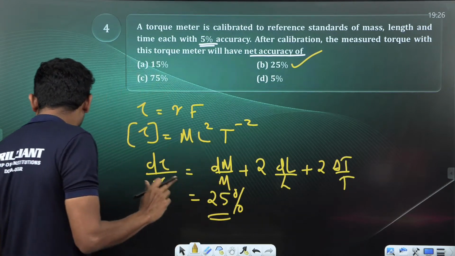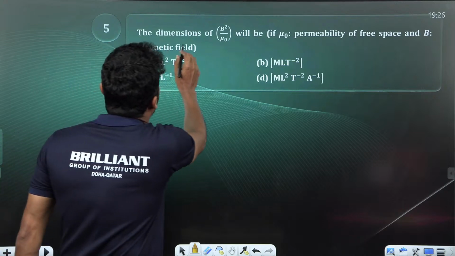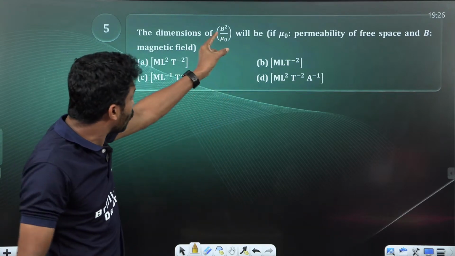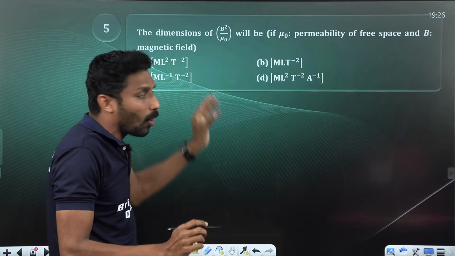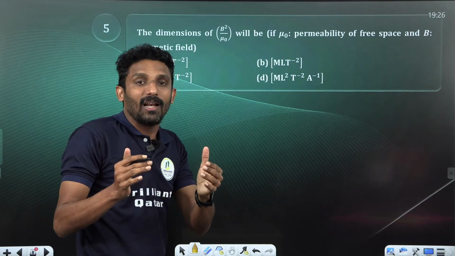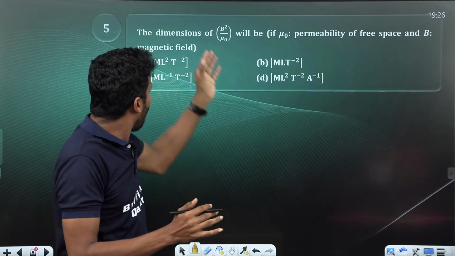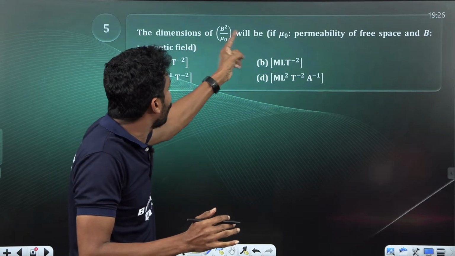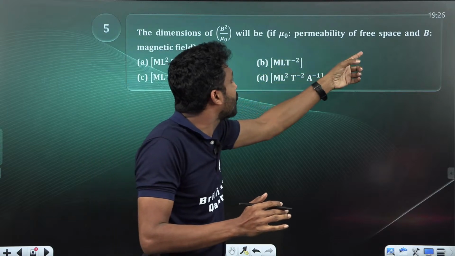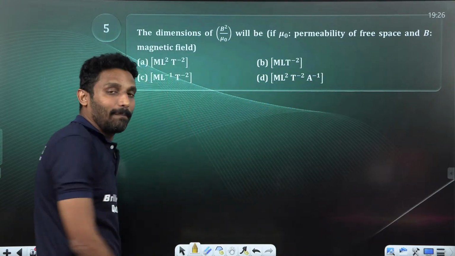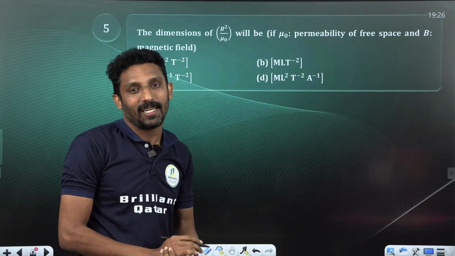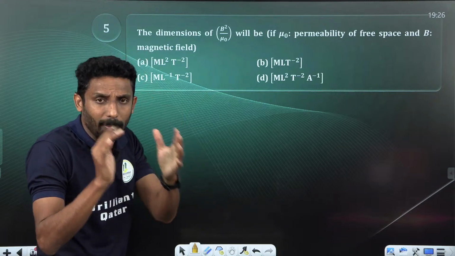We are moving to the fifth one: the dimensions of b square by mu naught. This is also in the dimensional analysis area. The dimension of b square by mu naught, if mu naught is the permeability of free space and b is the magnetic field intensity. See, this quantity is a very familiar quantity.